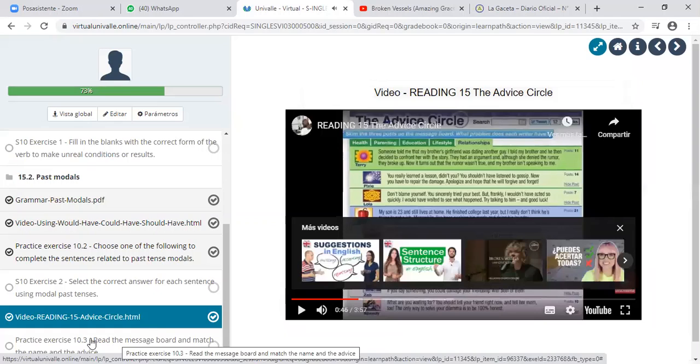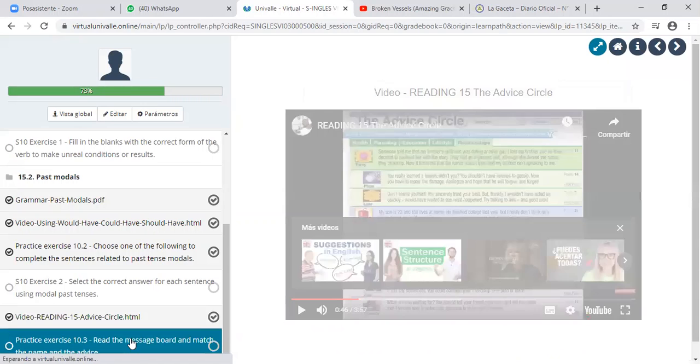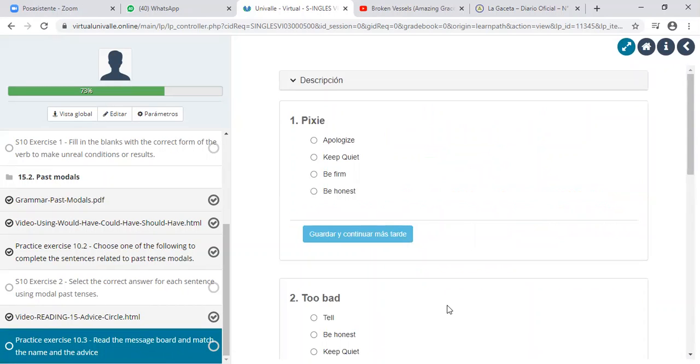And also we have another practice exercise. Read the message board and match the name and the advice, okay? So we're going to take a look at it. Apologize, keep quiet, be fair, or be honest. Which one? Number 1, number 2, number 3, or number 4? Okay, I'm going to start by helping you. I will say apologize, number 1.